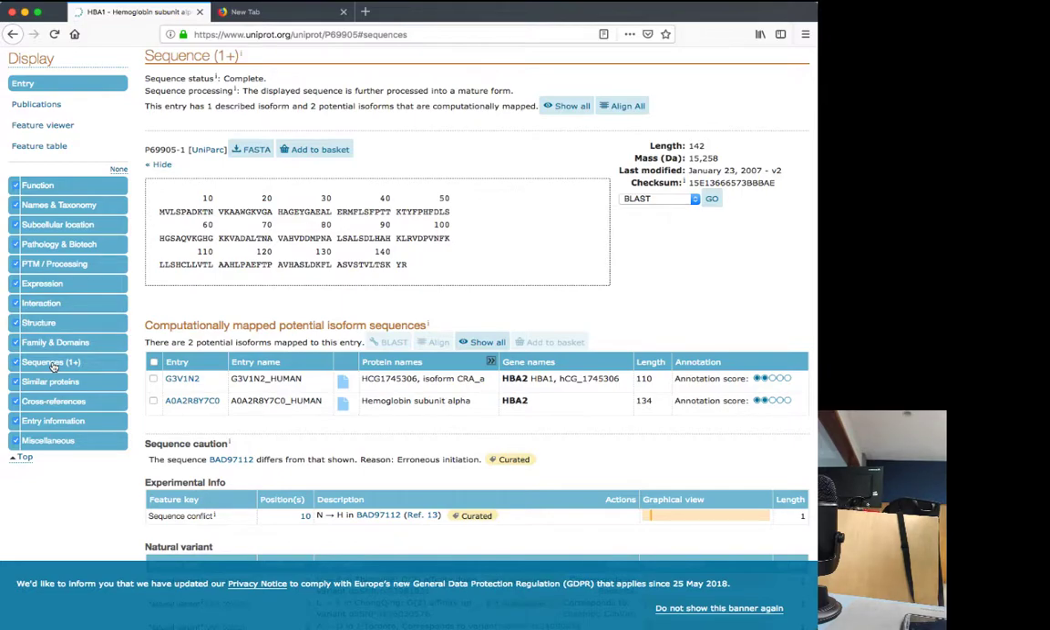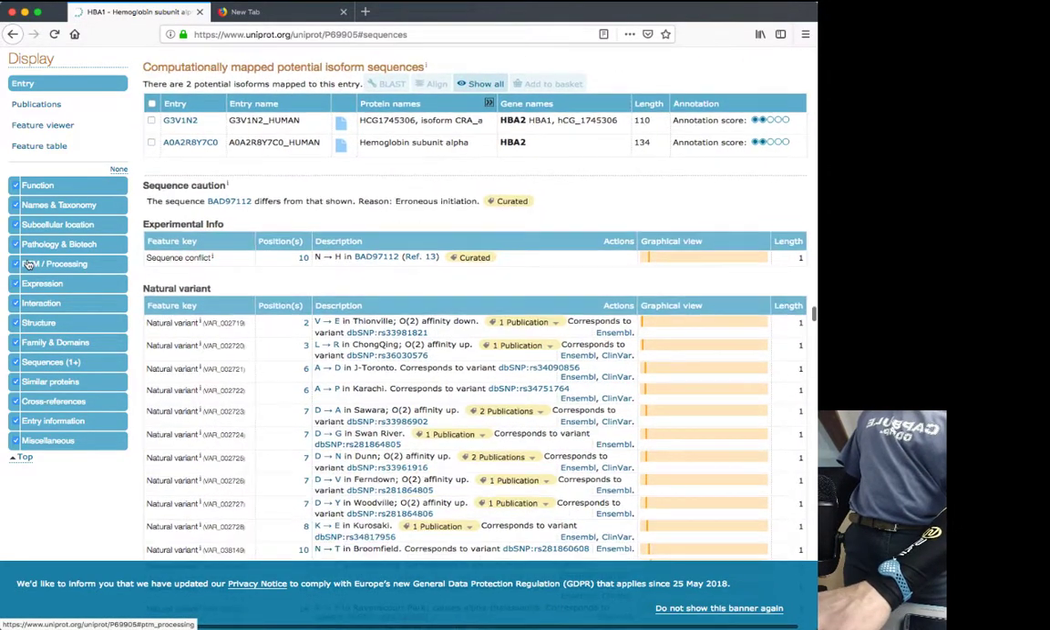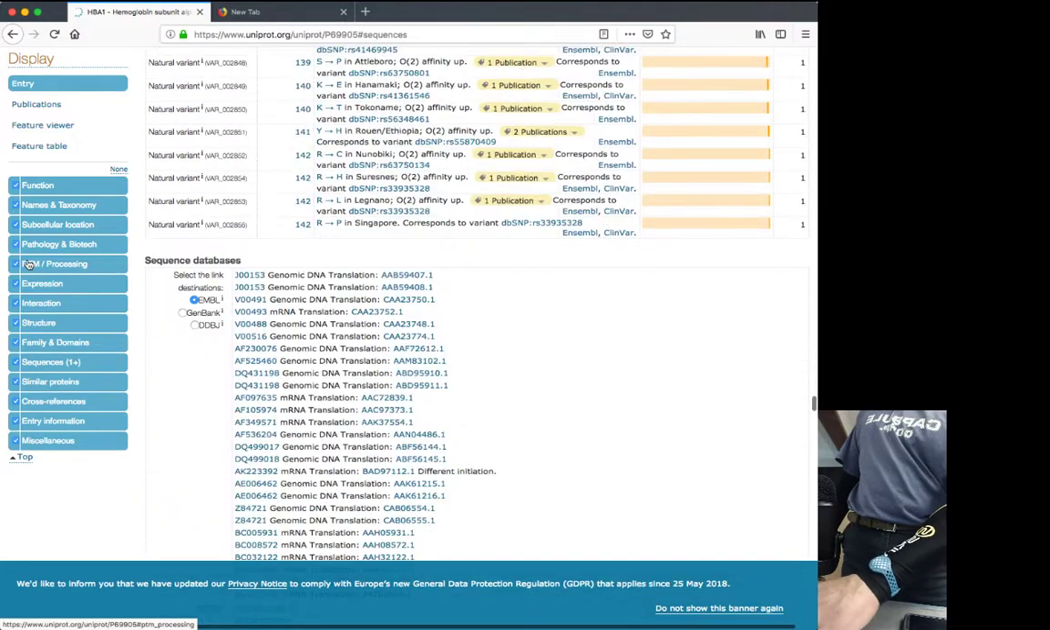Splicing, alternative splicing proteins. In the case of hemoglobin, we didn't see any. But if you look for more complex functions in cell biology, you're likely to find one, two, three splicing variants. So I'm not covering that, but you should be aware that they exist, and they will be listed here. In this case, I think we don't have anything other than natural variants.